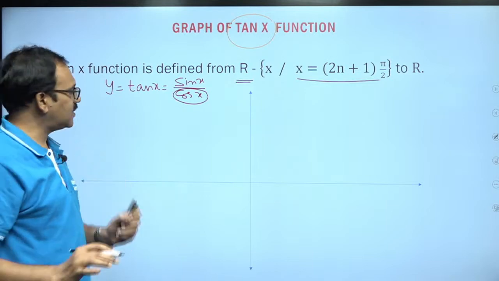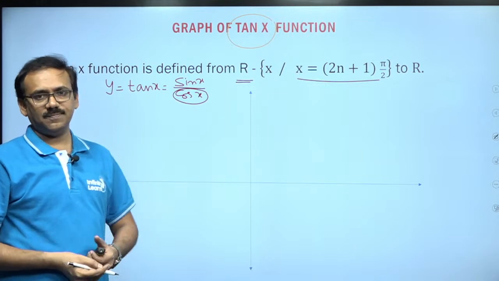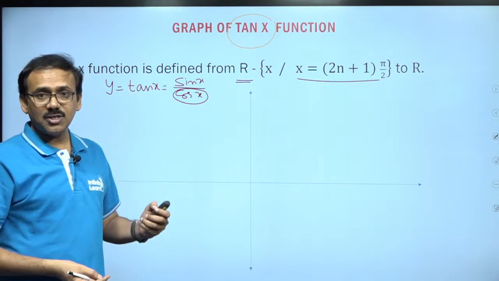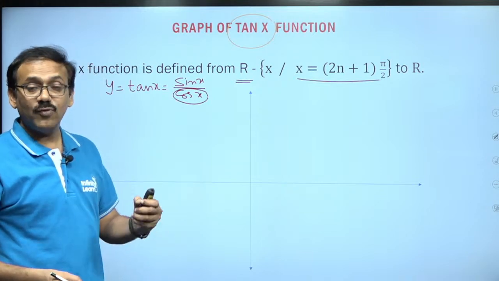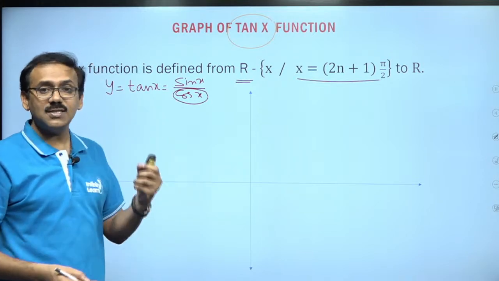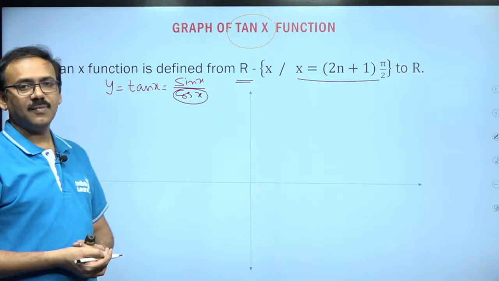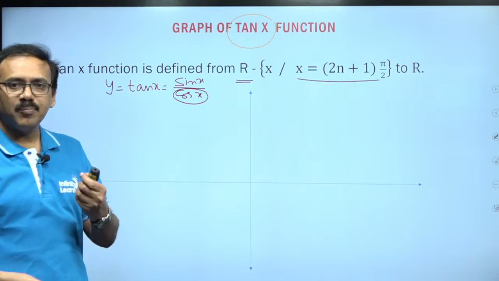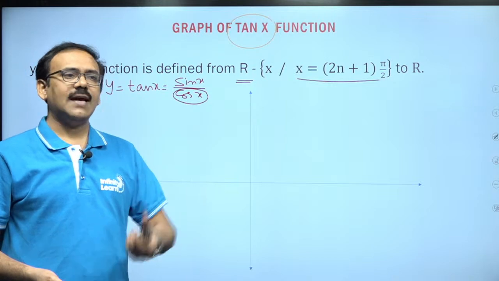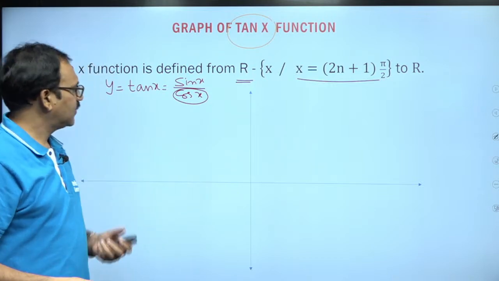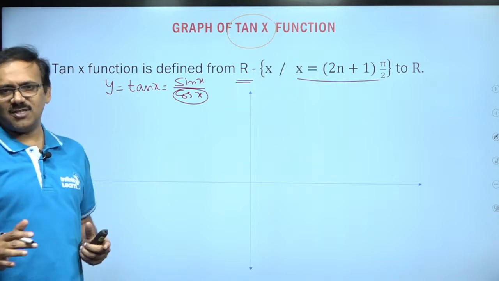This is why, dear friends, let me repeat, what is the domain of the tan x function? The tan x function is defined at all real numbers except where cos x becomes 0, that is, except where x is an odd multiple of pi by 2. Odd multiple of pi by 2 means pi by 2, 3 pi by 2, 5 pi by 2, like this, my dear friends. Now, let us try to draw the graph of this. Yes, please see, it is a very interesting graph.